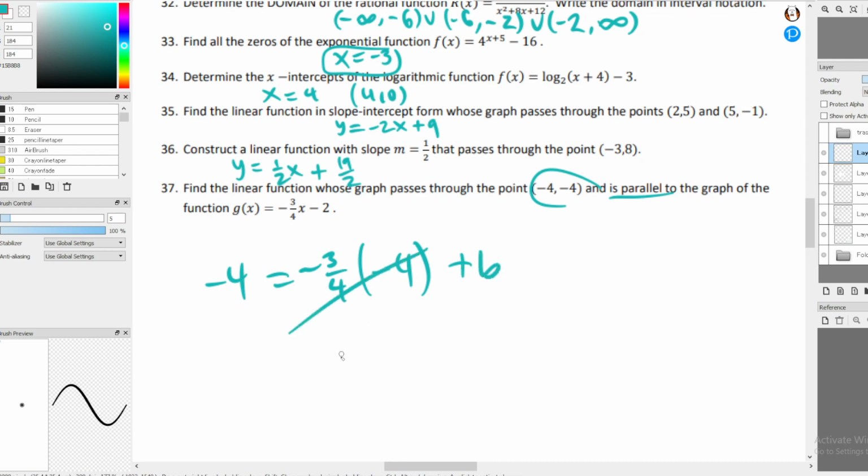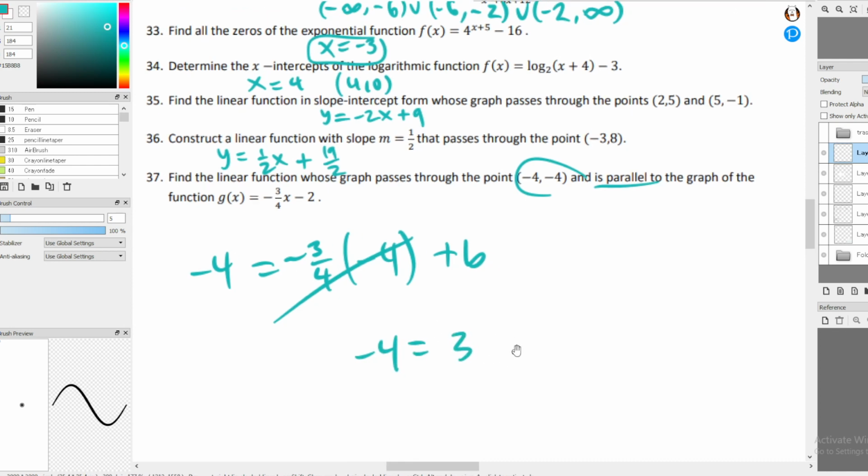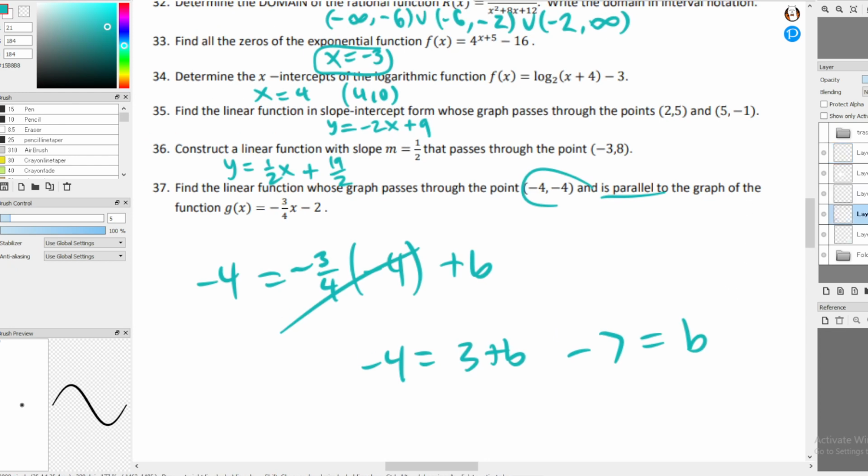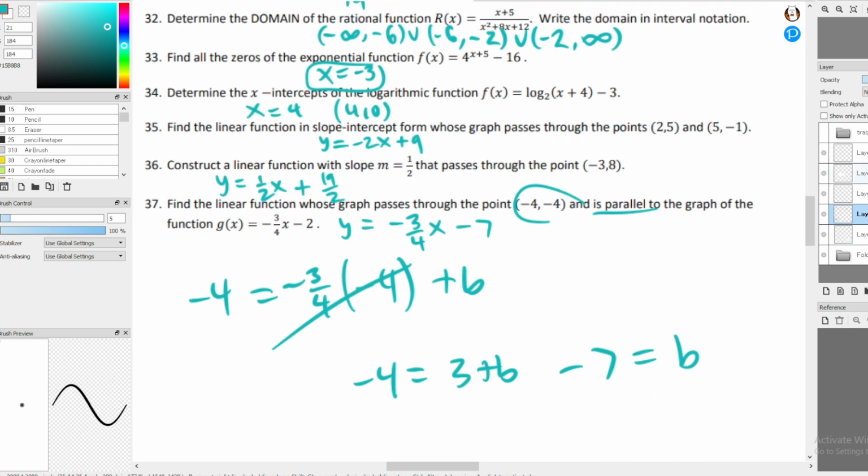The 4's will cross out, and the negatives will cross out. So you'll get negative 4 is equal to 3 plus b, sorry. You'll get negative 7 is equal to b. Whew. So our equation will be y is equal to negative 3/4 x minus 7.